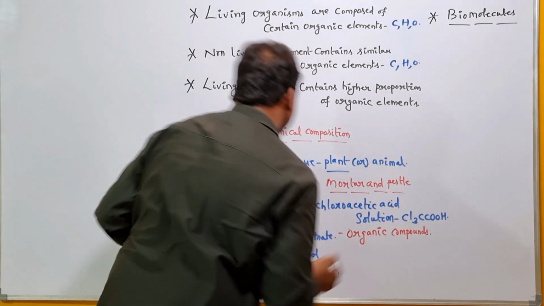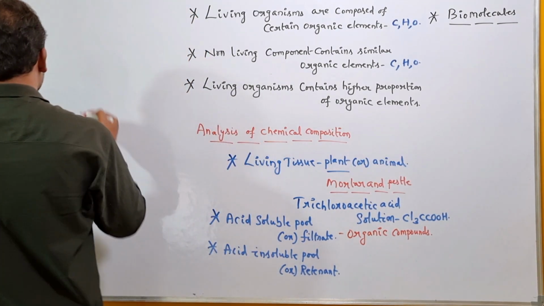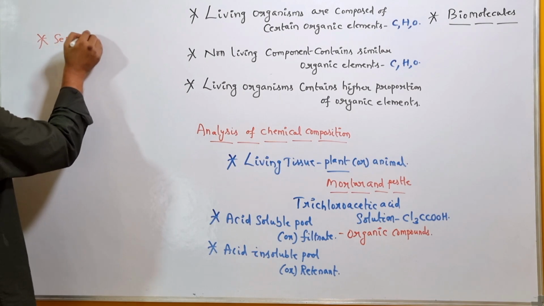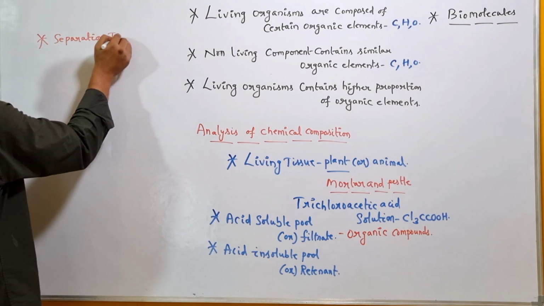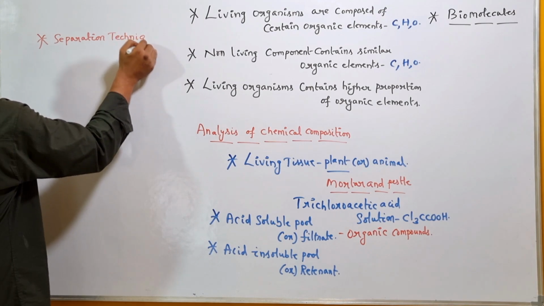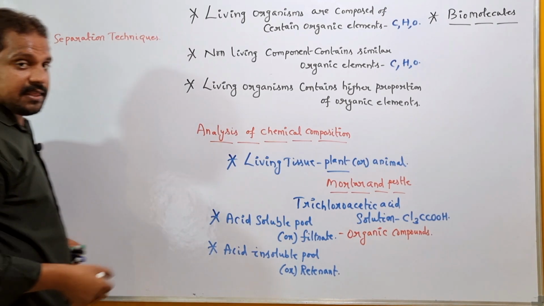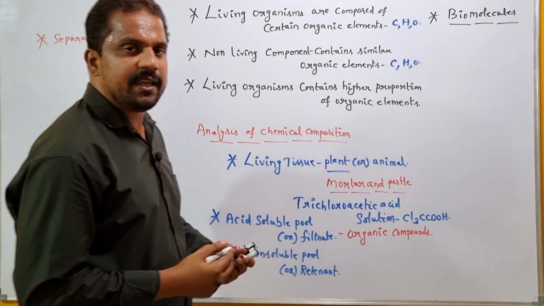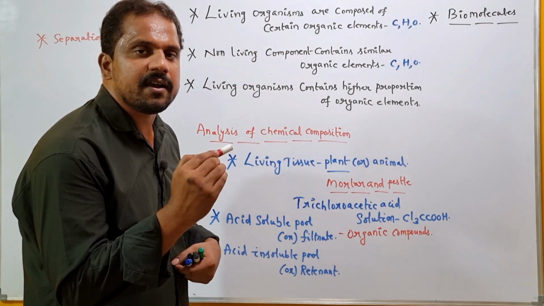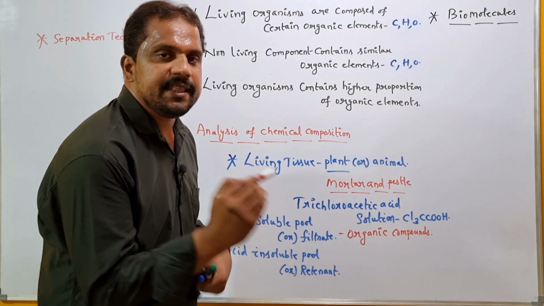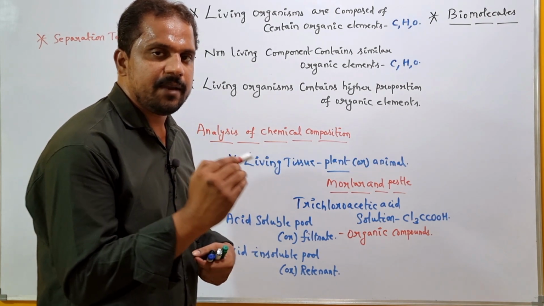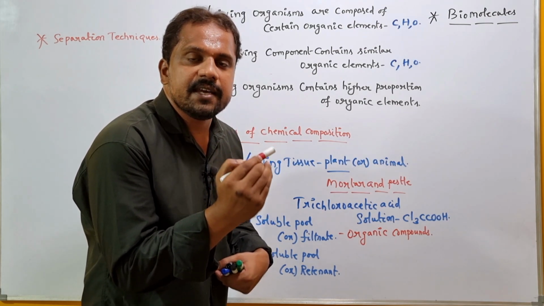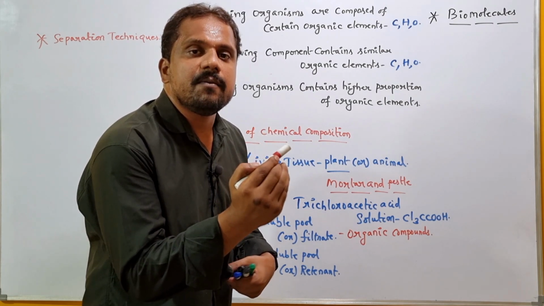So here, by taking advantage of certain separation techniques, we can separate one particular organic compound from the other. Is it clear? The acid soluble pool contains many organic compounds, so in order to separate one particular organic compound from the other, we can take advantage of separation techniques.